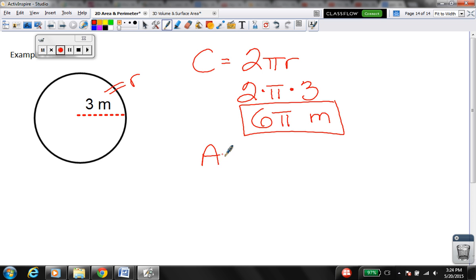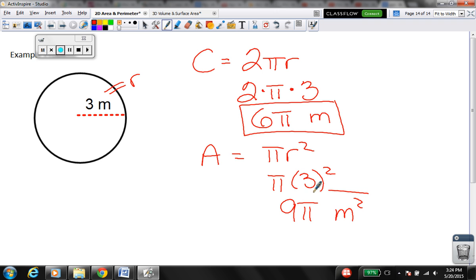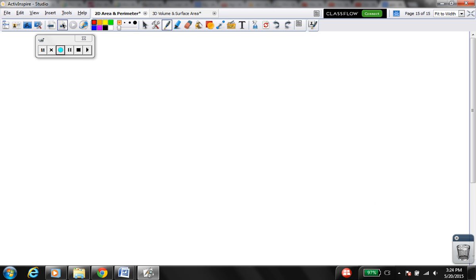Now my area is equal to pi r squared. My radius is 3, so we have pi times 3 quantity squared. 3 squared gives me 9. So I got 9 pi meters squared. Please make sure you do not multiply out. You want to try to keep the answers as close to correct and exact as possible. Okay.